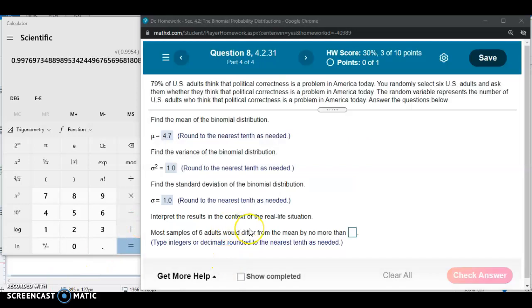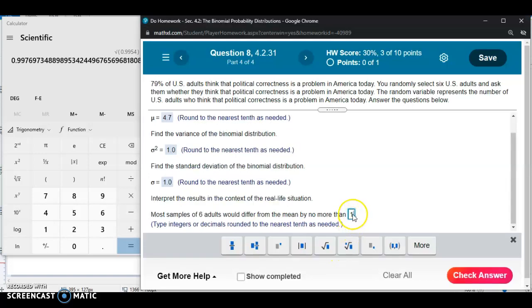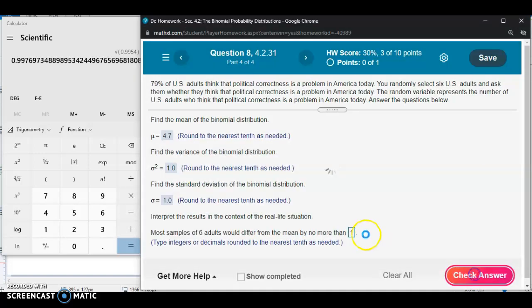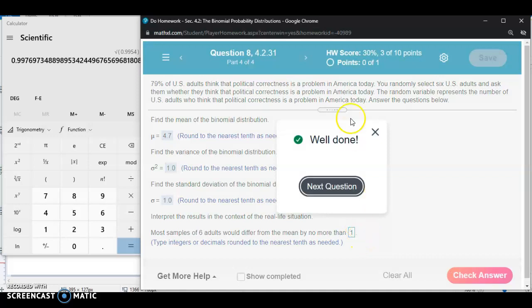Okay, so lastly, we're going to interpret the results. Most samples of 6 adults would differ from the mean by no more than 1. So we're going to put the answer for the standard deviation here, whatever it is. And that completes question 8.